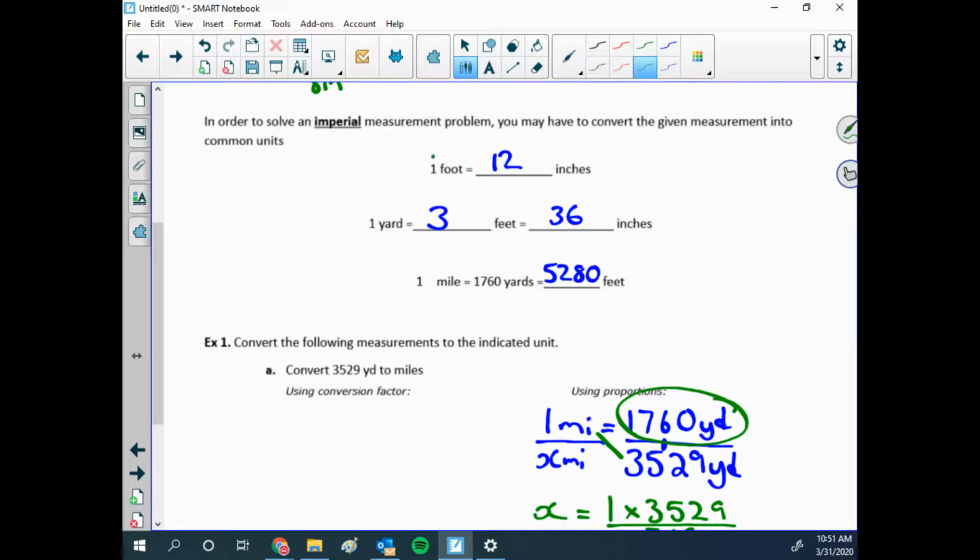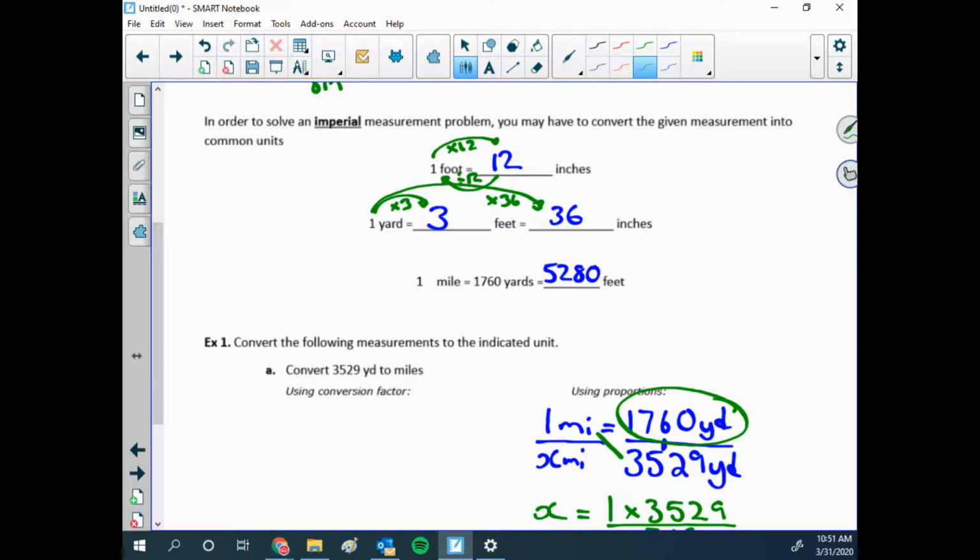Well, how do I go from 1 to 12? I could add, but because these are proportional, I'm multiplying. So to go from 1 to 12, I multiply by 12. Then how would I reverse that process? I would just divide by 12. So anytime I'm going from 1 to a number, I'm going to multiply. So to go from 1 yard to 3 feet, I would multiply by 3. To go from 1 yard to inches, I multiply by 36, whatever the given number is in that conversion factor.